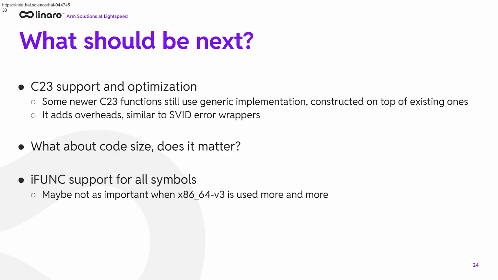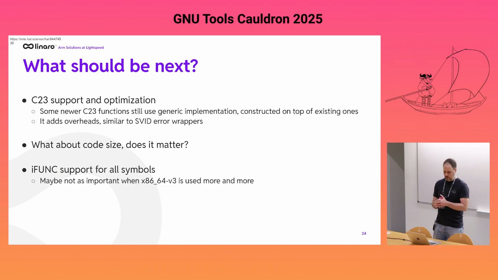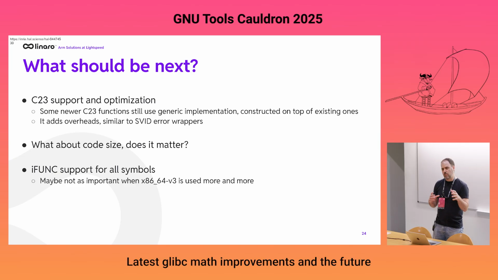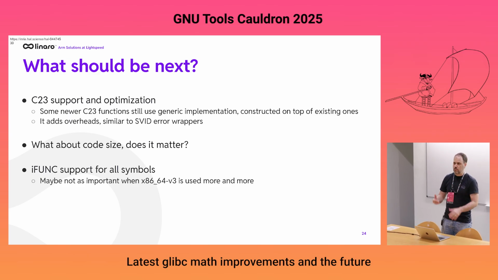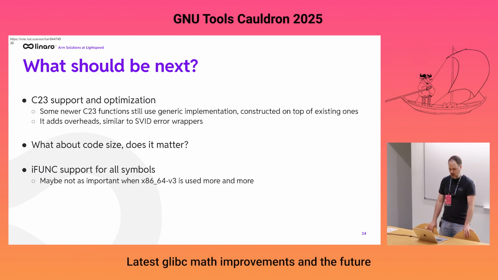Should we keep supporting C23? And what kind of optimizations do we want to add to these new symbols? Because some new symbols are quite complex, like compound n. And we only use a very direct implementation, which could be optimized. And another thing that I have is, should we care about code size?